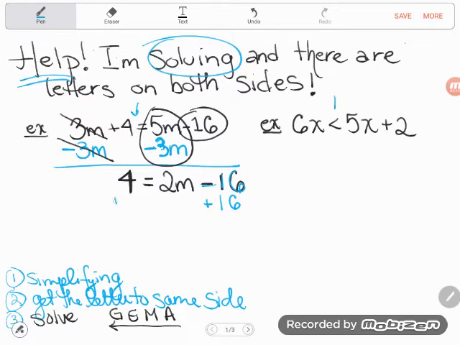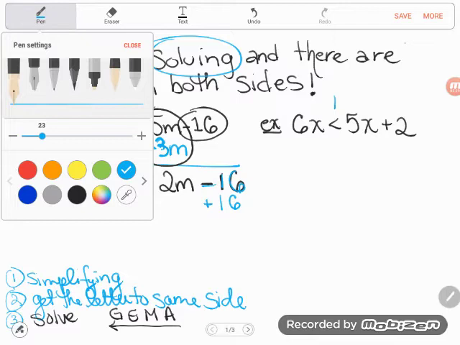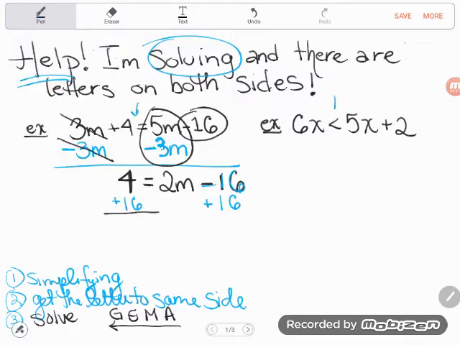Now, once again, when solving, you can do whatever you want as long as you do it to both sides. So I'm going to do the same thing to the other side. And let's see what my equation will look like after this change. Well, on the left-hand side, I've got 4 plus 16. That gives me 20. This is an equation, so keep your equal sign. On the right-hand side, the minus 16 and the plus 16 are opposites, so they cancel, but I still have that 2m. And I'm still not done because my letter's not alone.